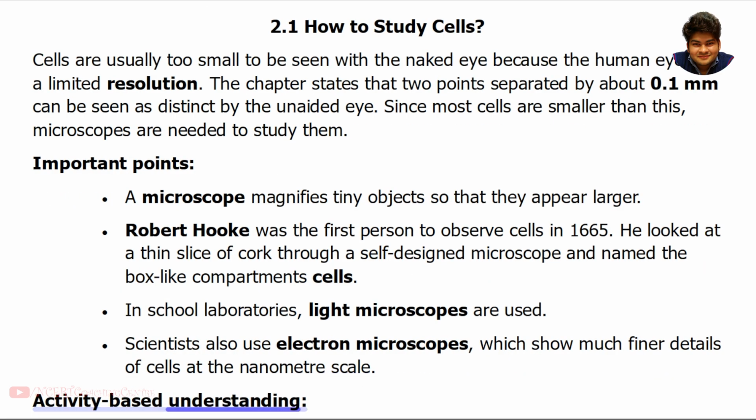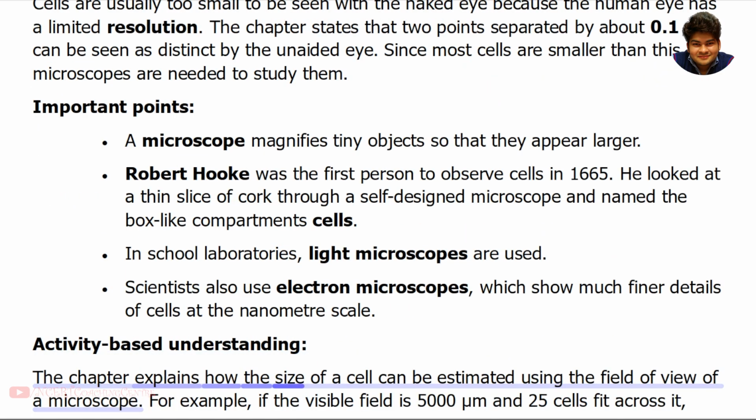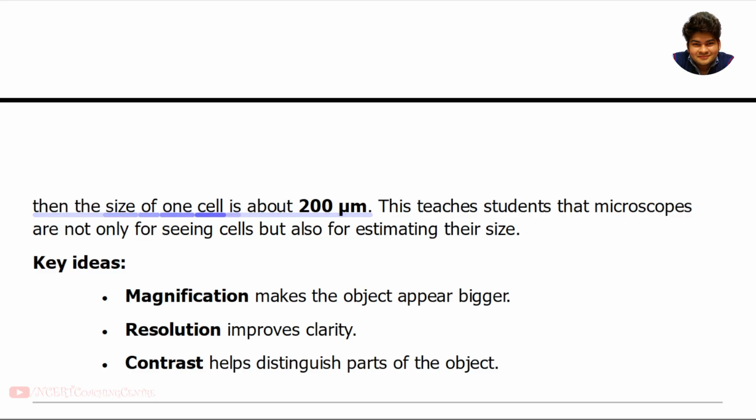Activity-based understanding. The chapter explains how the size of a cell can be estimated using the field of view of a microscope. For example, if the visible field is 5000 µm and 25 cells fit across it, then the size of one cell is about 200 µm. This teaches students that microscopes are not only for seeing cells but also for estimating their size. Key ideas. Magnification makes the object appear bigger. Resolution improves clarity. Contrast helps distinguish parts of the object.